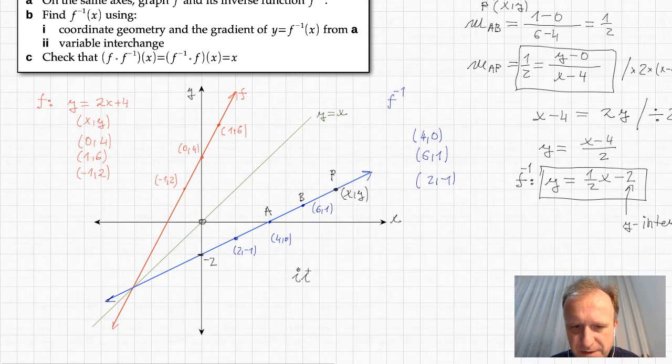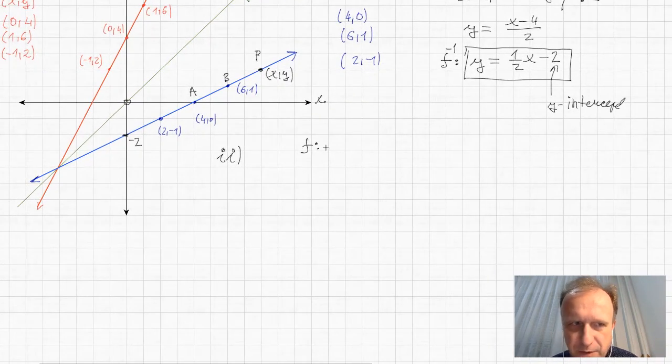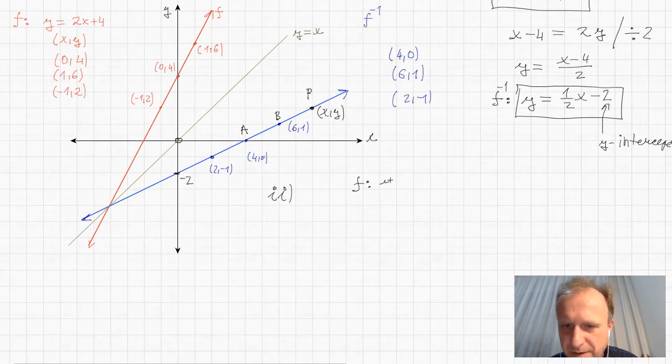The second method of obtaining the equation of the inverse is very, very easy. How it works: you take the equation of the original function y equals 2x plus 4 and perform a very simple interchange. Once the point with coordinates x and y is on the function f, then the point with coordinates y and x has to be on the function f inverse. Therefore, if you interchange x and y in this equation, you should get the equation of the inverse function.